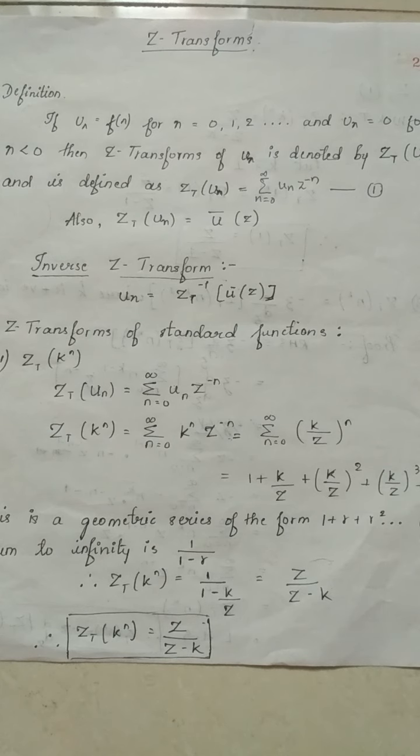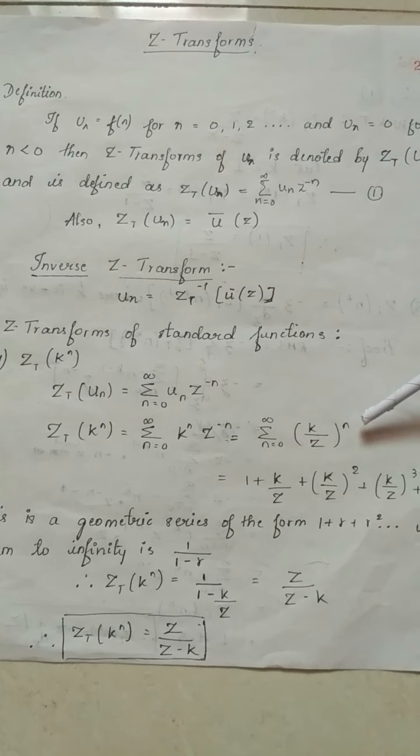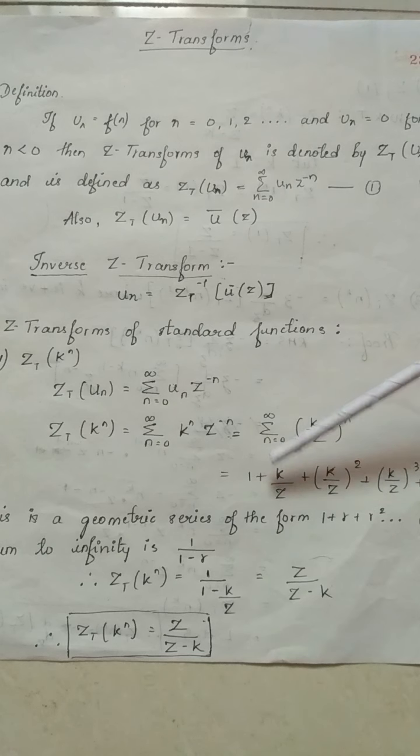For n is equal to 0, we get k by z raised to 0. K by z raised to 0 is nothing but 1. Then for n is equal to 1, k by z. For n is equal to 2, k by z whole square and so on. So now this series we can see is similar to 1 plus r plus r square, which is a geometric series with a common ratio r. Here r is nothing but k by z. So the sum to infinity of this geometric series 1 plus r plus r square is nothing but 1 upon 1 minus r. Here r is nothing but k by z.